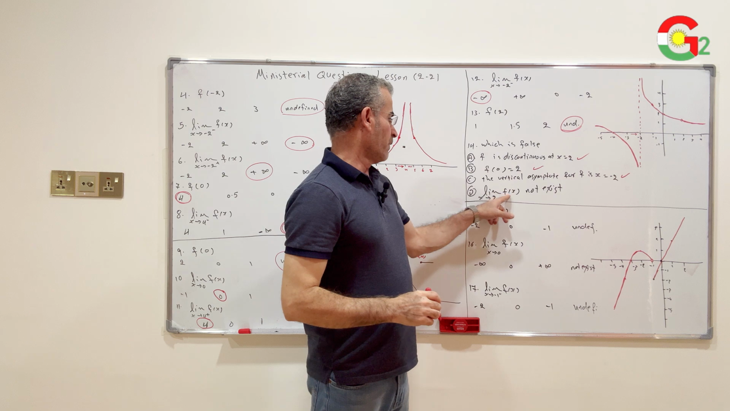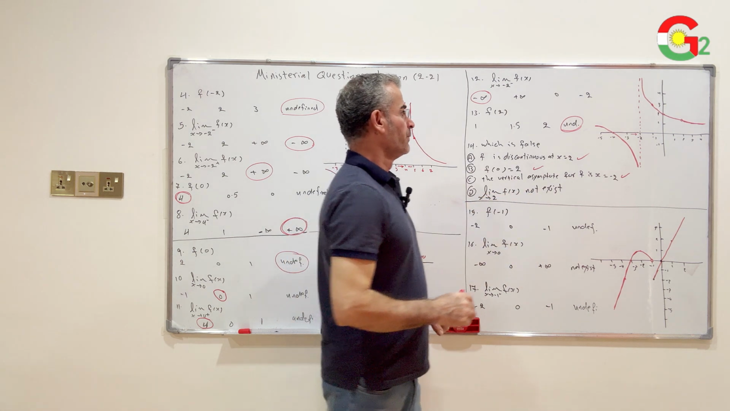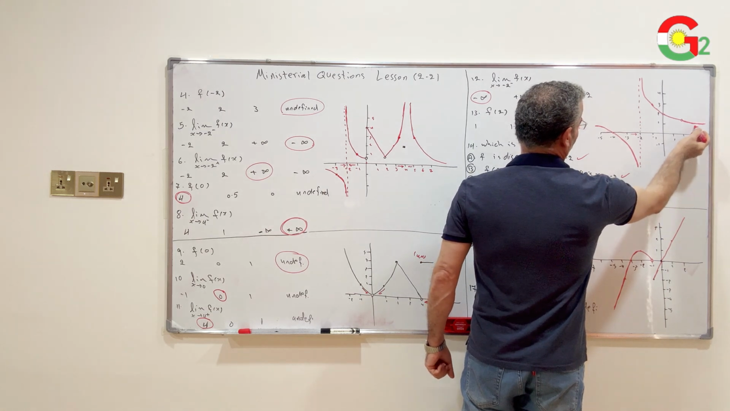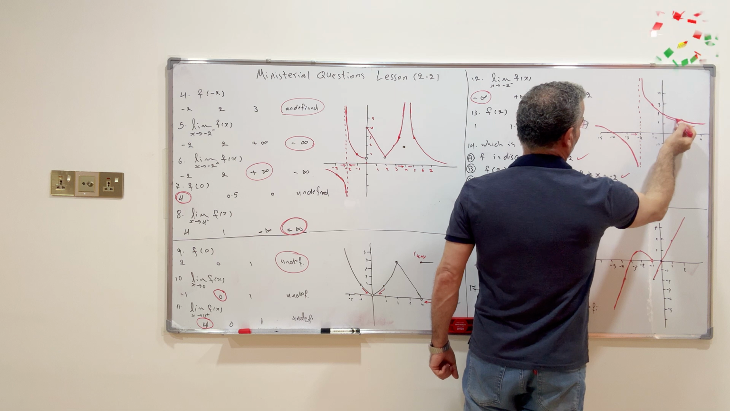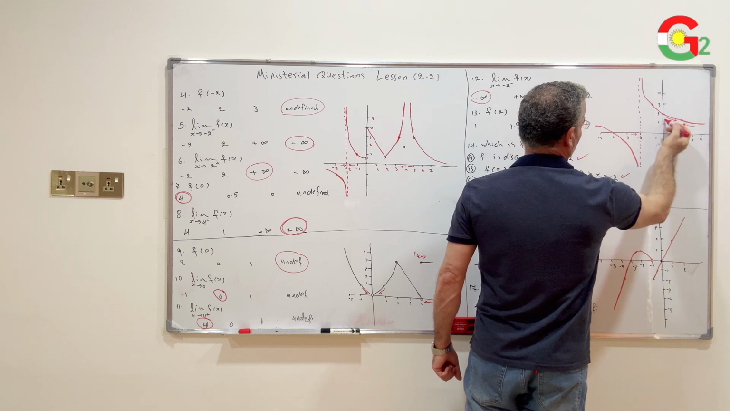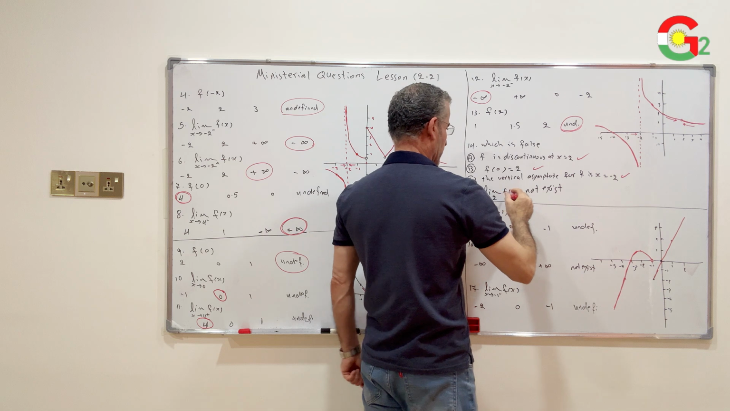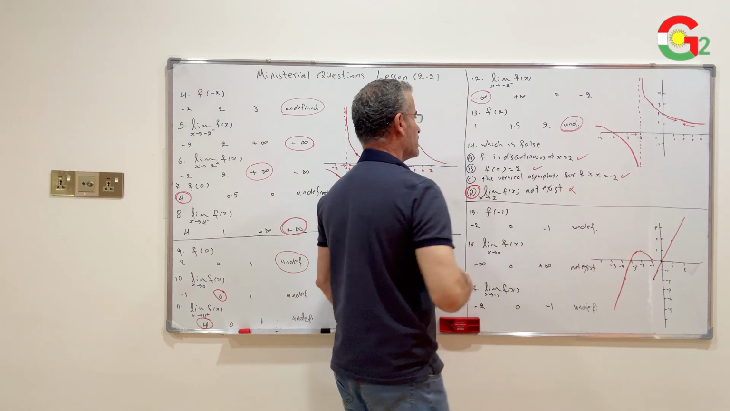The limit of f of x when x approaches 2 does not exist. As you see, this is 2. From right, the function goes to half, from left, also the function goes to the same value, half, then this statement is wrong. The right choice is D.